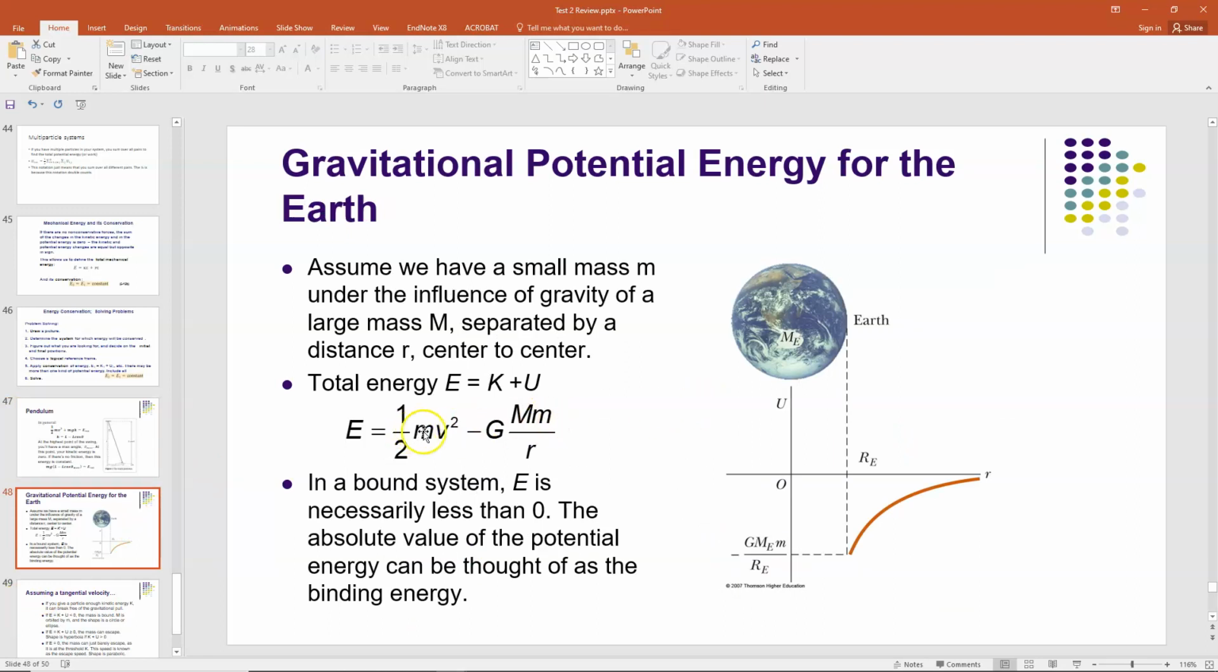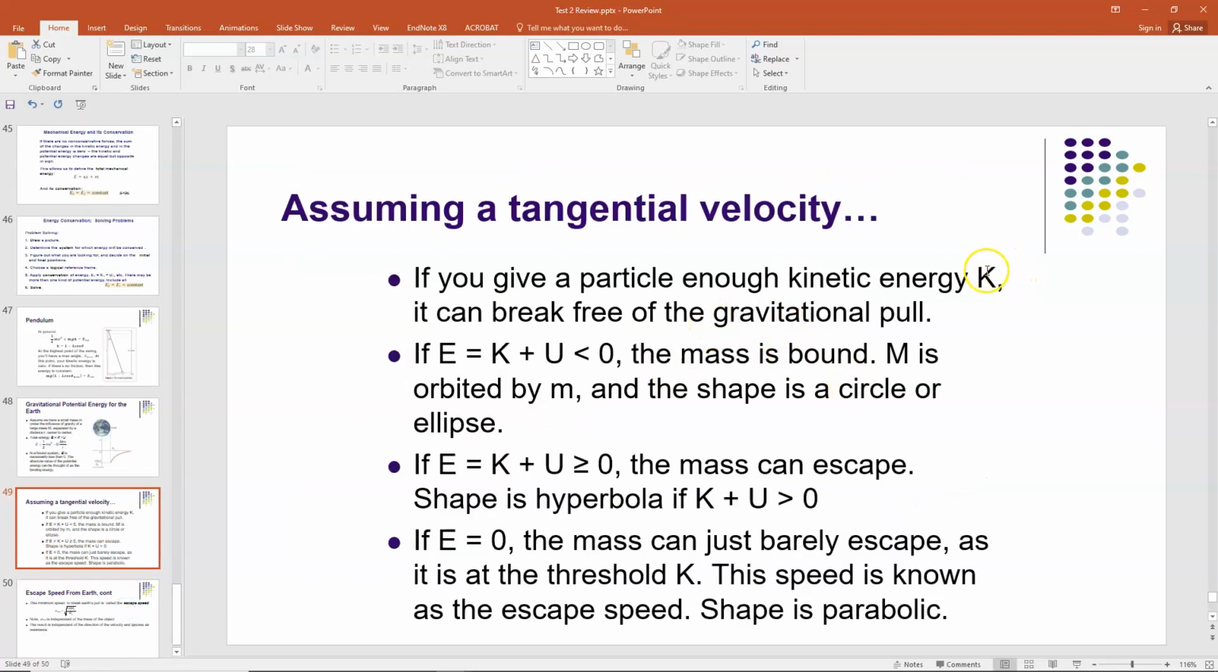Gravitational potential energy, the mechanical energy, was 1/2 mv squared minus G big M little m over r. Remember that in a bound system, the energy is going to be less than 0 there. And the absolute value of the potential energy is your binding energy, right? So that's how much you're bound. So that would be G big M little m over R. And if you have a kinetic energy that's equal to or greater than your binding energy, then that means your mechanical energy is greater than 0 and your object can escape. So if you've got enough kinetic energy, it can break free of that gravitational pull, but if you don't have enough, then it's going to be bound.